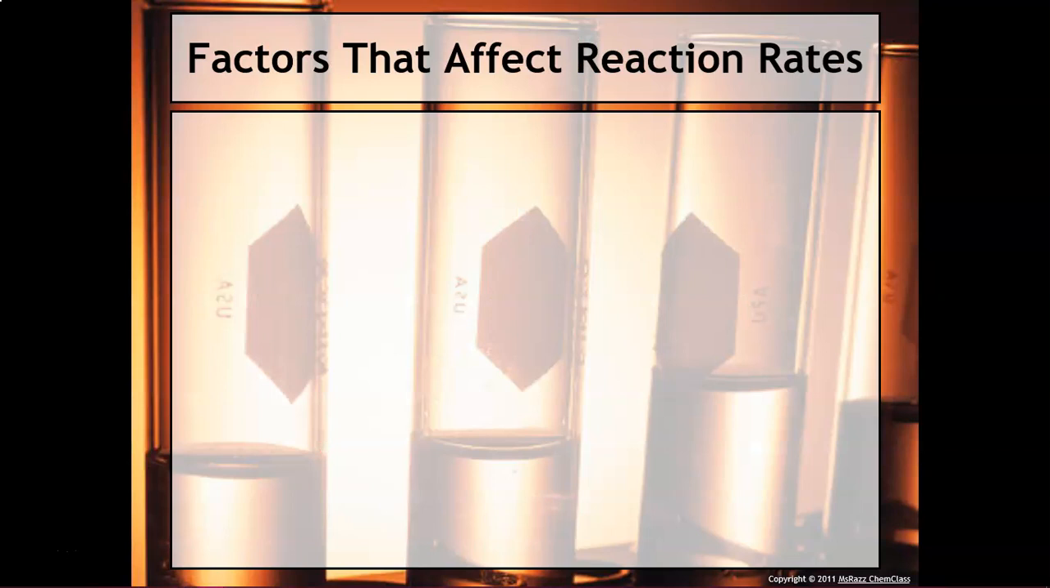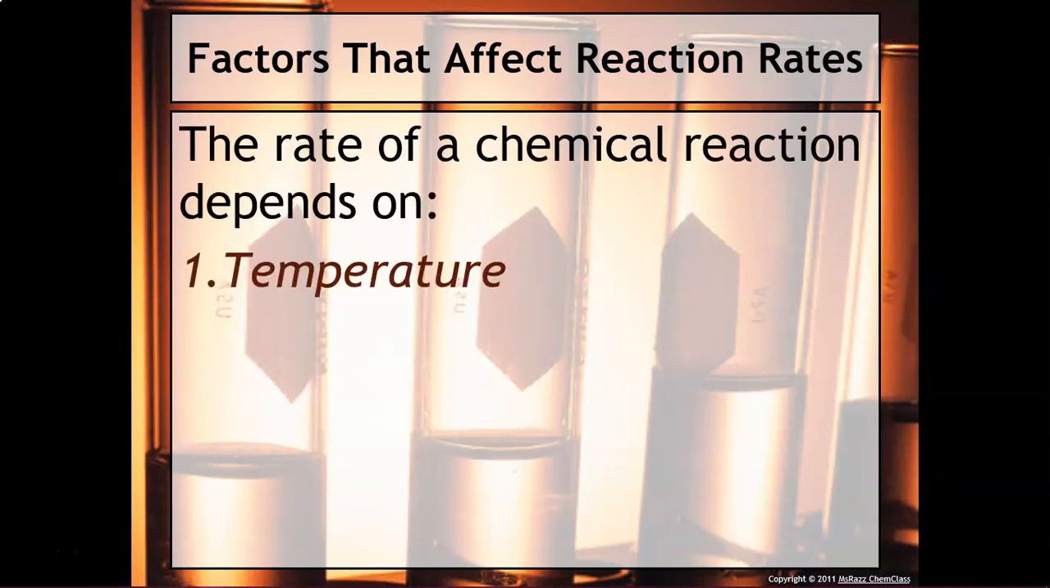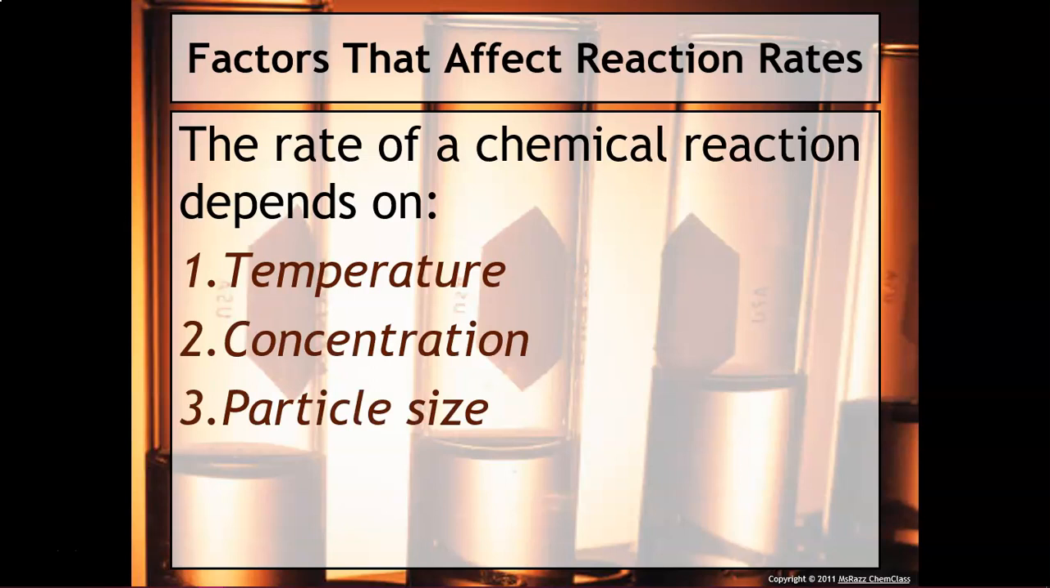Now let's talk about some of the factors that affect a rate of a reaction. First of all, we'll talk about temperature, then we'll talk about concentration, and then we'll talk about particle size or surface area. The other thing we'll talk about is the addition of a catalyst.